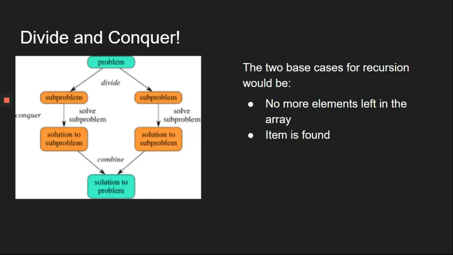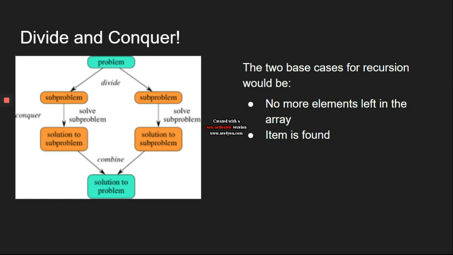We can now see that the binary search algorithm takes a divide and conquer approach, where the array is continuously divided until the item is found or until there are no more elements left for checking. We can see this algorithm can be defined recursively to generate our solution. And the two base cases for recursion would be no more elements left in the array and when the item is found. Let's move over to Python Tutor to take a look at the code that we can use to solve this problem.